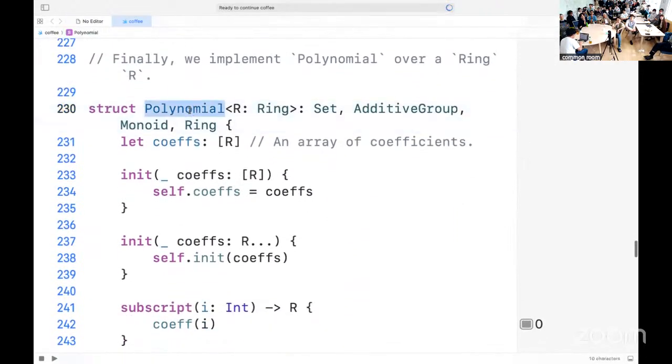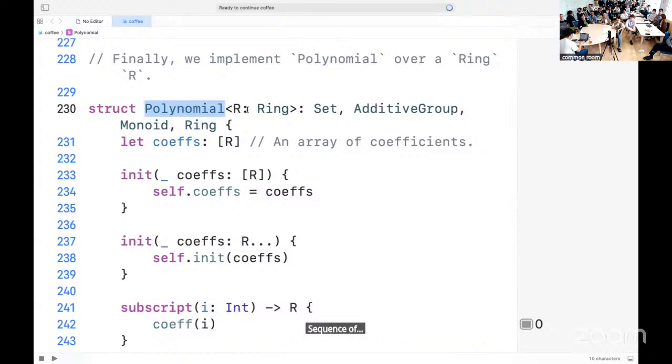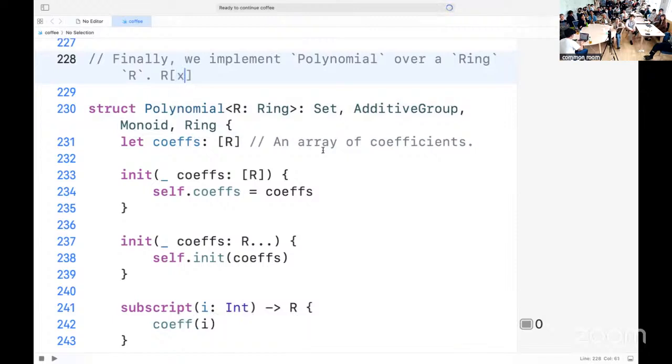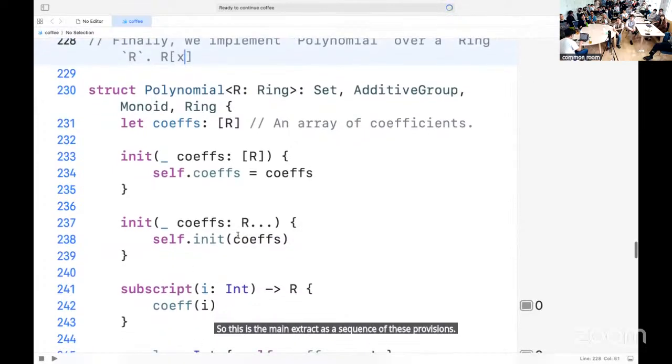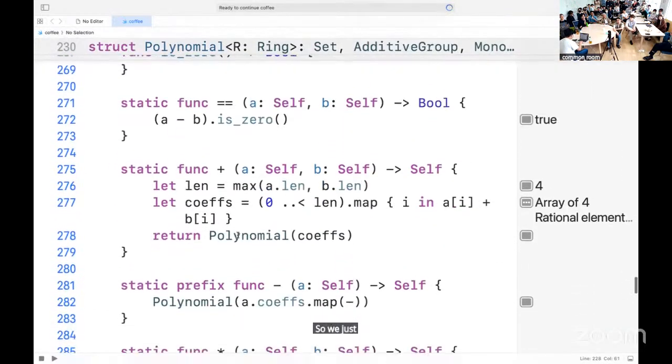Now, this polynomial is known to be a Euclidean ring when the base ring... Sorry. So this is a polynomial type. A polynomial is like a sequence of coefficients. We take this R as a generic parameter, and we consider the polynomial over R, which is written as R[x] in mathematics. This can be expressed as a sequence of these coefficients. So this is the implementation of this polynomial type.